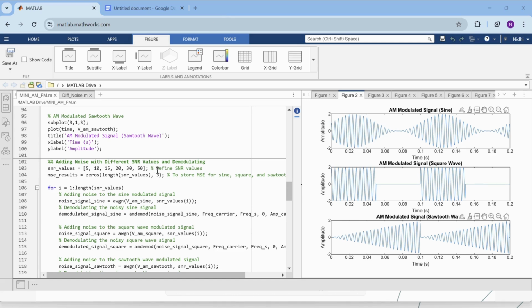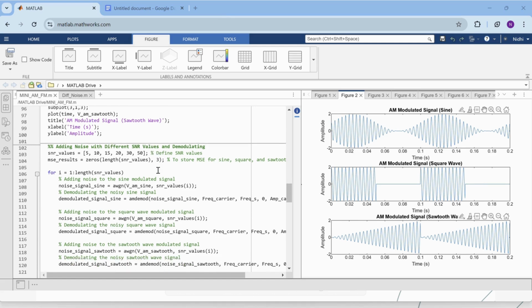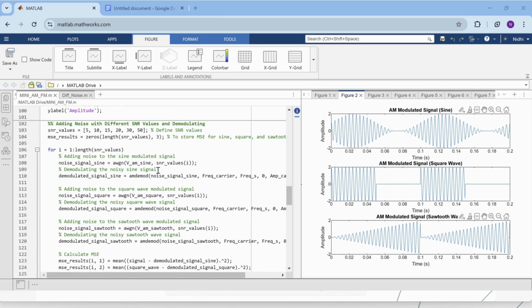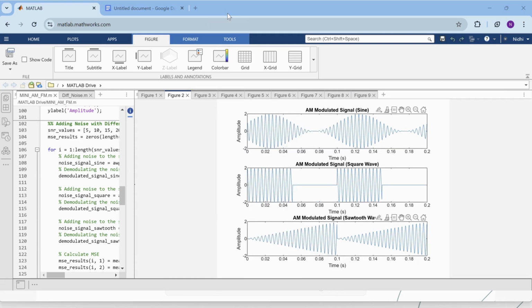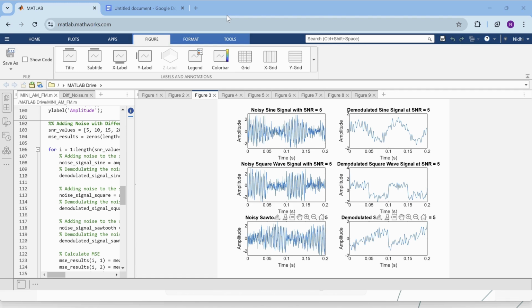We introduce the noise at different SNR level 5, 10, 15, 20, 30 and 50 dB using the AWGN function, and then demodulated the signal using AMD mod. Now let's take a look how this signal behave at different SNR value.